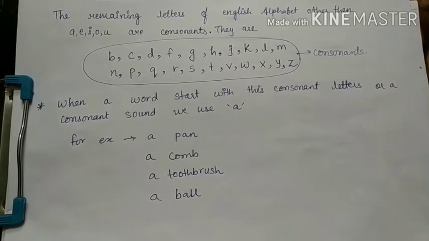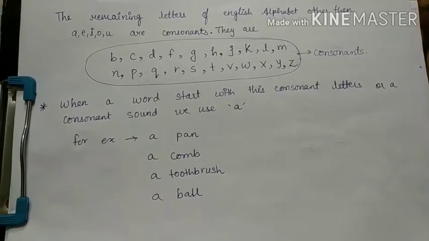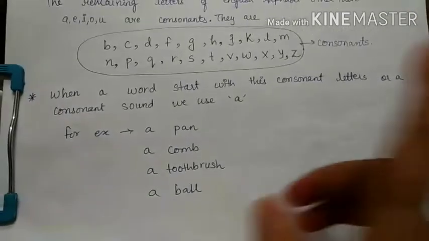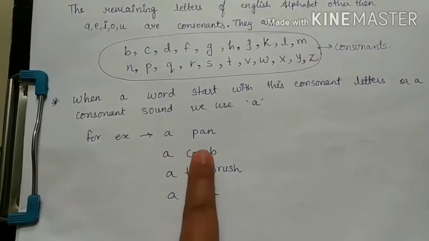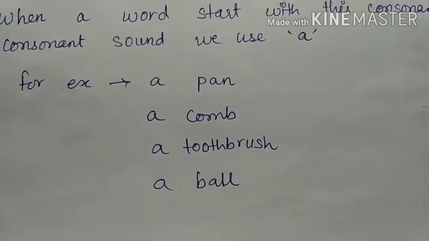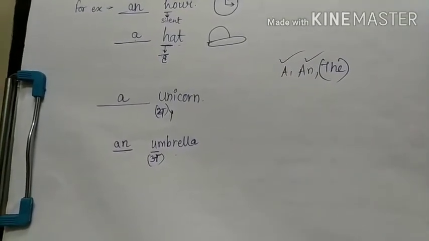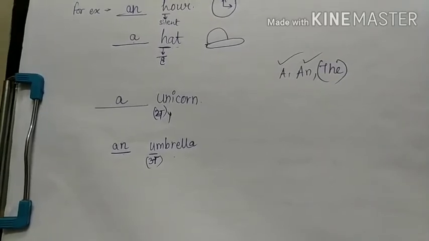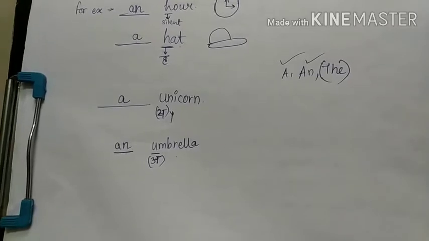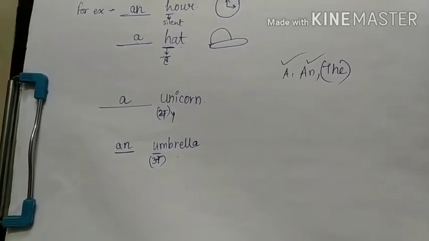जब कोई भी वर्ड कॉन्सोनेंट लेटर या कॉन्सोनेंट साउंड से स्टार्ट होता है तब हम क्या लगाते हैं? A. फॉर एग्जाम्पल, a pen, a comb, a toothbrush, a ball. Now dear kids, if you observe carefully, you will see that the use of A or AN depends on the opening sound of the word, not only the actual letter with which it begins.